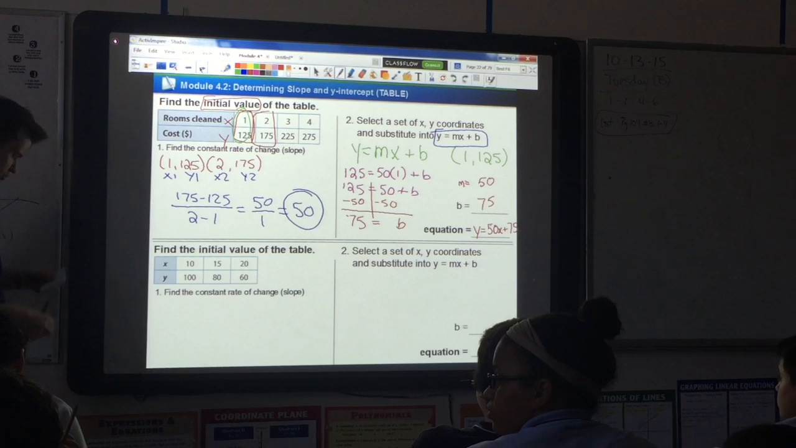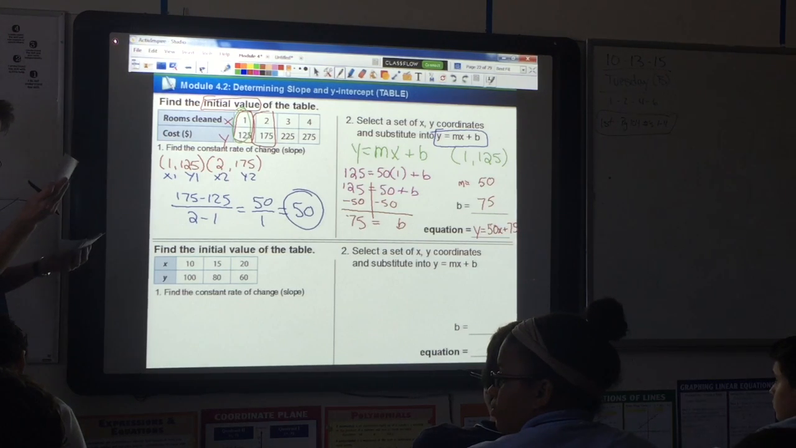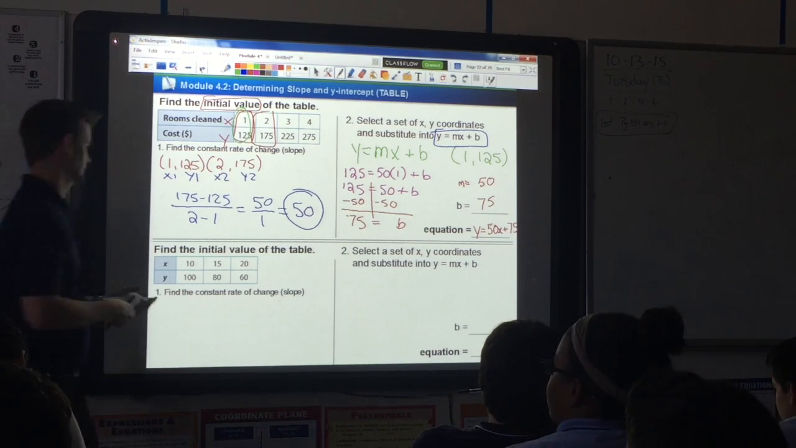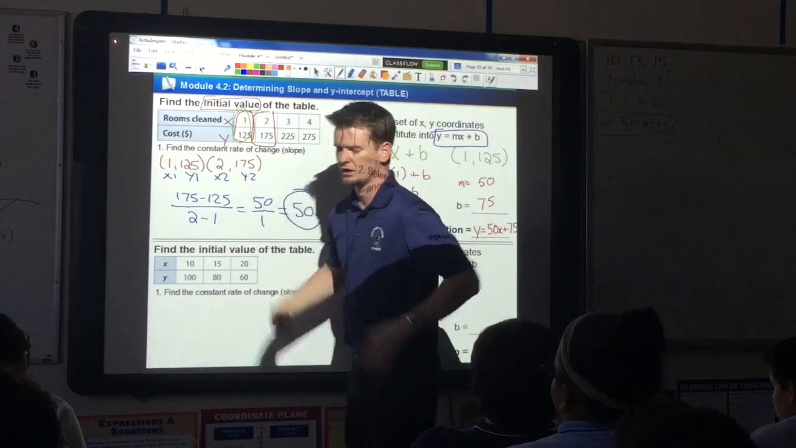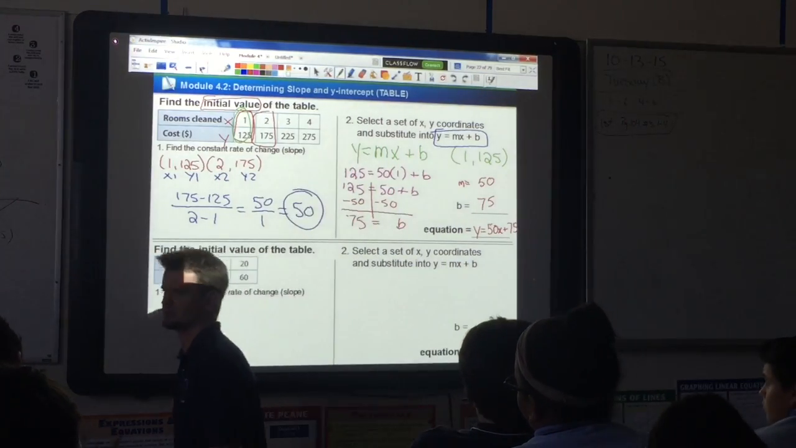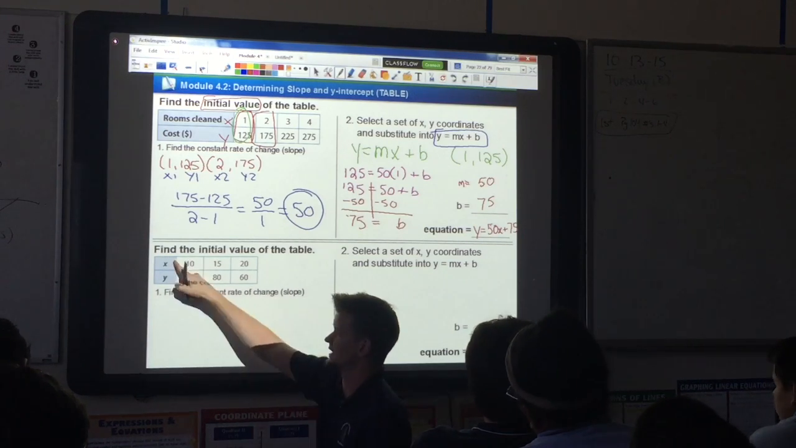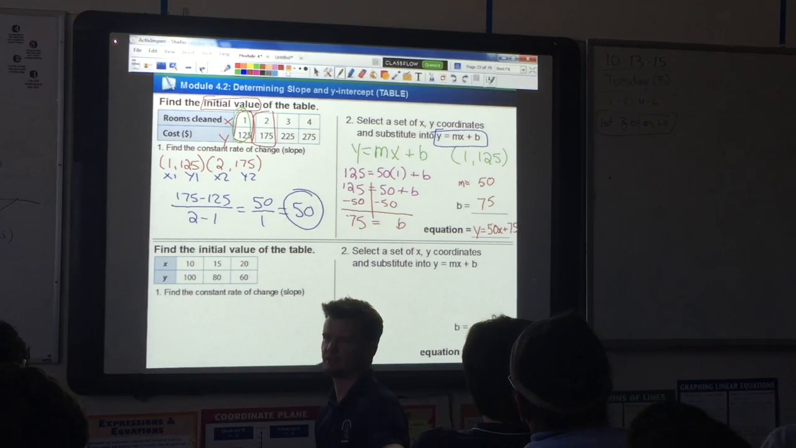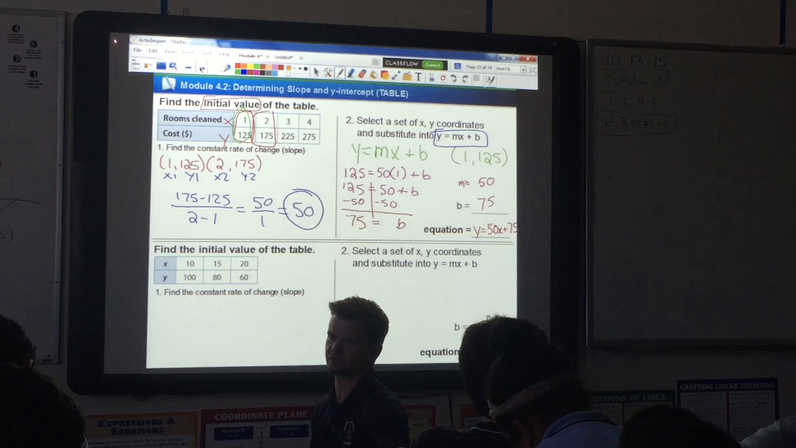I'm going to go to Sebastian Chavez. Sebastian, hi. All right, step 1, Sebastian. We want to find the CROC, constant rate of change, also known as the slope. So this time x and y are already given to you. I need to use coordinate pairs. What coordinate pairs do you want to use?